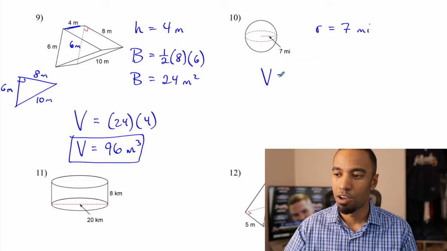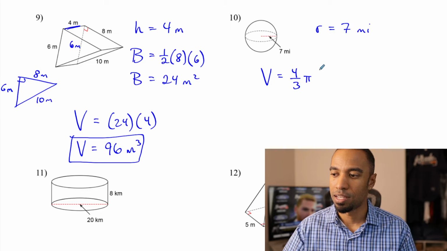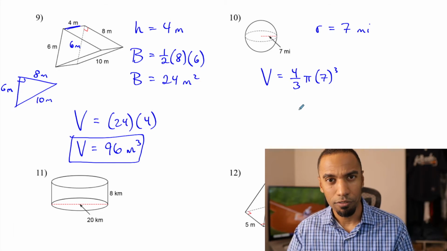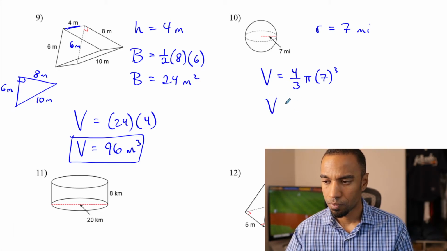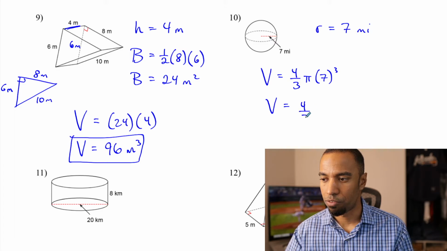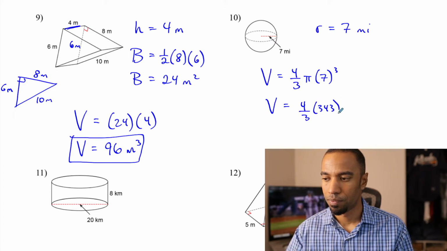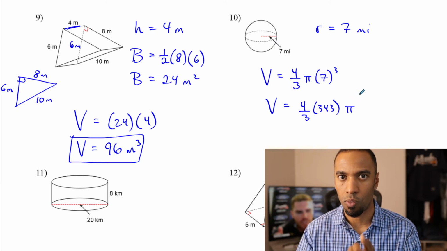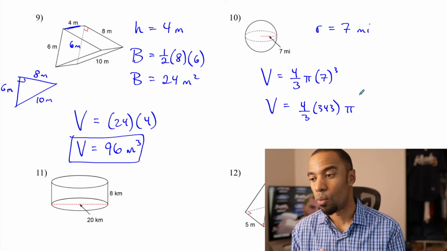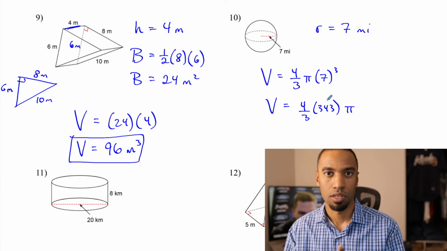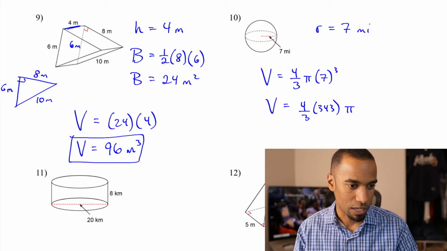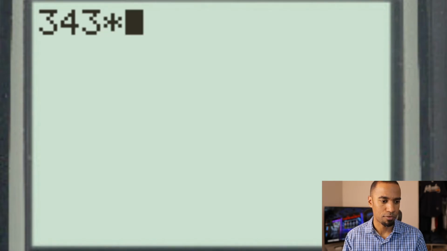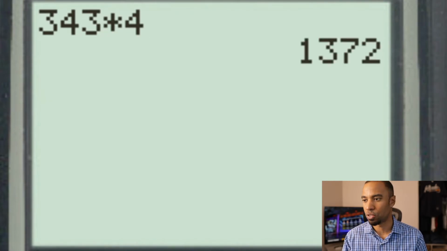Let's go straight into it. Volume is 4/3 pi times the radius cubed. 7 cubed is 343. And we have to do 343 times 4 divided by 3 times pi. Now remember, we're leaving our answers in terms of pi, which means no rounding at this juncture. So I have to actually do 4 times 343. That one I don't know off the top of my head. I don't want to guess and make a mistake. So I'm going to go to the calculator here, and I'm going to do 343 times 4, because those are both in the numerator, and I get 1372.